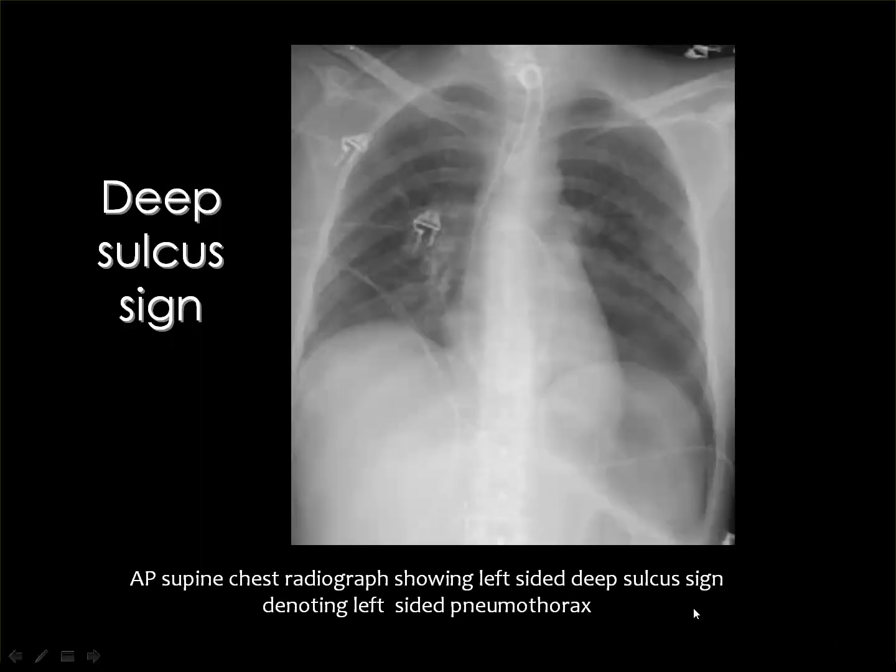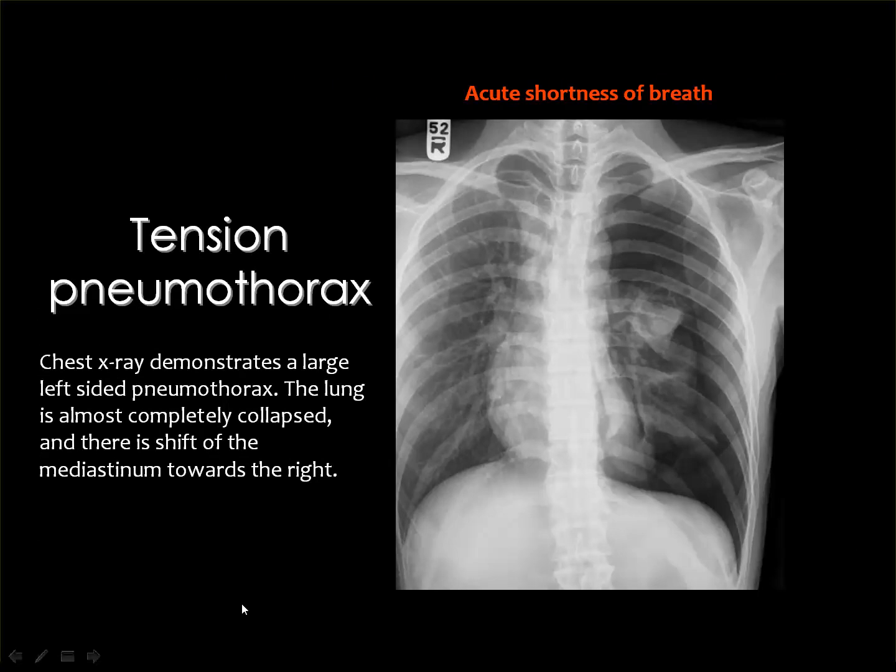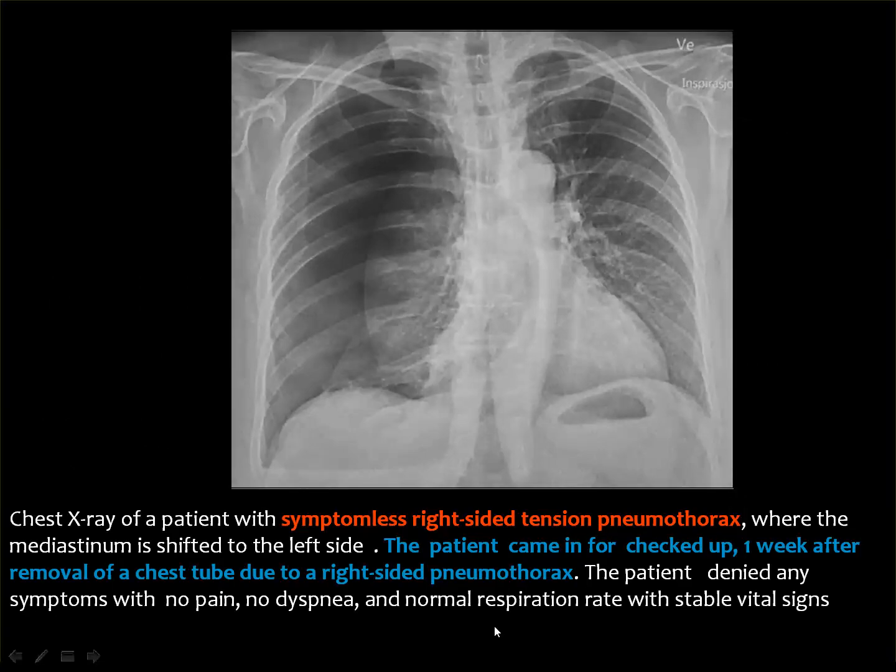Then you remember also the deep sulcus sign in the supine chest X-ray in patients with pneumothorax. If you see a deep costophrenic angle, this indicates that there is a pneumothorax on this site. And this is a tension pneumothorax with subtotal collapse of the lung, some shift of the mediastinal structures, and some flattening of the diaphragm. And this is also a tension pneumothorax with a subtotal collapse of the left lung and evident air in the pleural space, and you can also appreciate the deep sulcus sign.